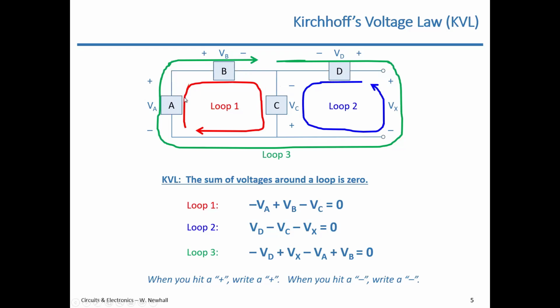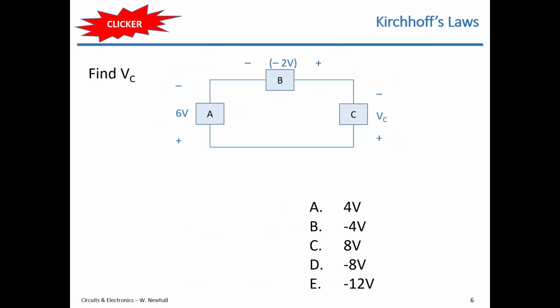Let's try a clicker problem. So here's a problem. You have the circuit. I have A, B, and C. I've defined two voltages numerically here, and I have an unknown variable. I've put polarity markings here. So with those polarity markings, you have to use those. You can't choose your own. So let's give this a shot.